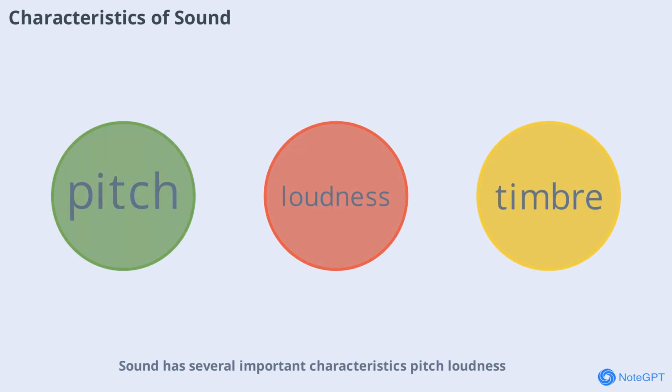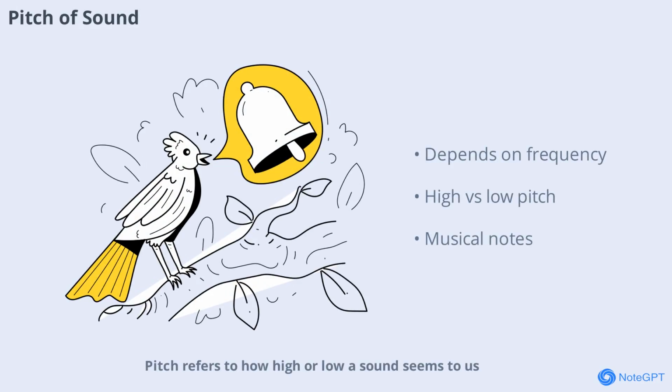Sound has several important characteristics: pitch, loudness, and quality or timbre. Pitch is how high or low a sound is, loudness is how strong or weak it is, and quality is what makes one sound different from another, even if they have the same pitch and loudness. These characteristics help us distinguish between different musical instruments or voices. Pitch refers to how high or low a sound seems to us.